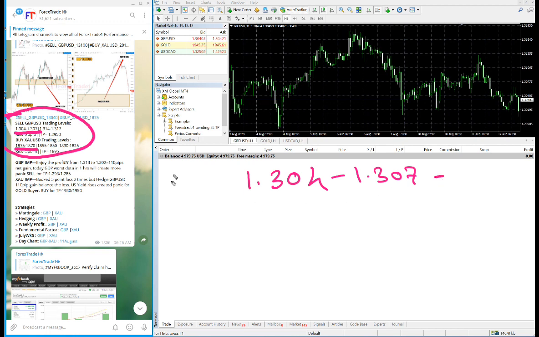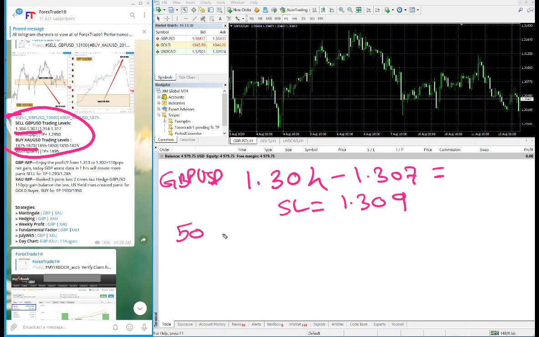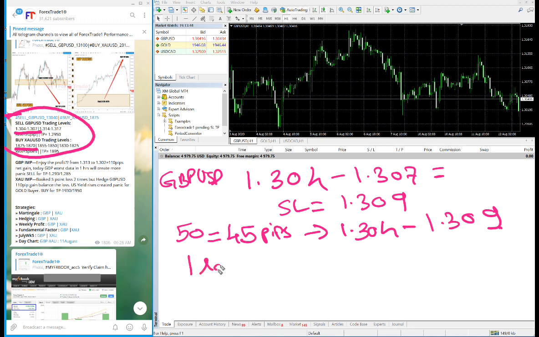Here you can see we are taking the example of sell GBPUSD from 1.3040 to 1.3070. SL we have considered 1.3090. We will take a 45 pips gap from the starting point to the SL point. The reason we have not taken 50 is that at exactly 50 points, SL will hit. So considering 45 pips, we will take 10 entries.